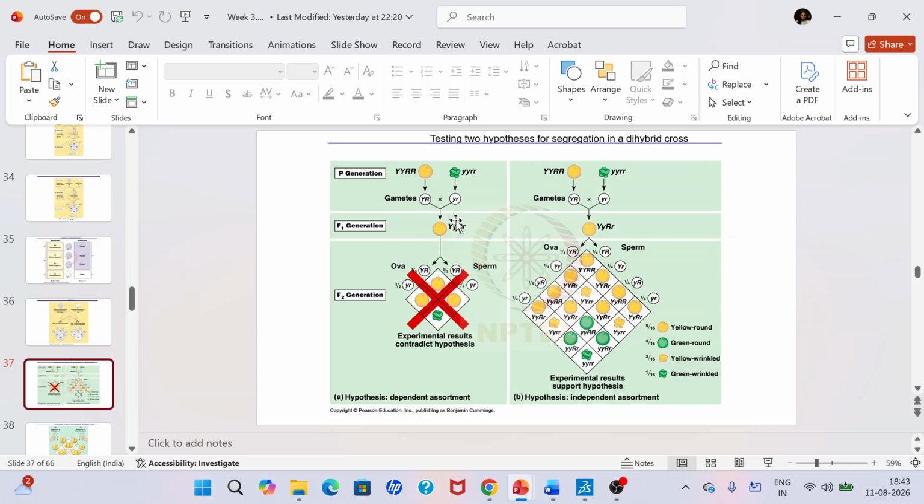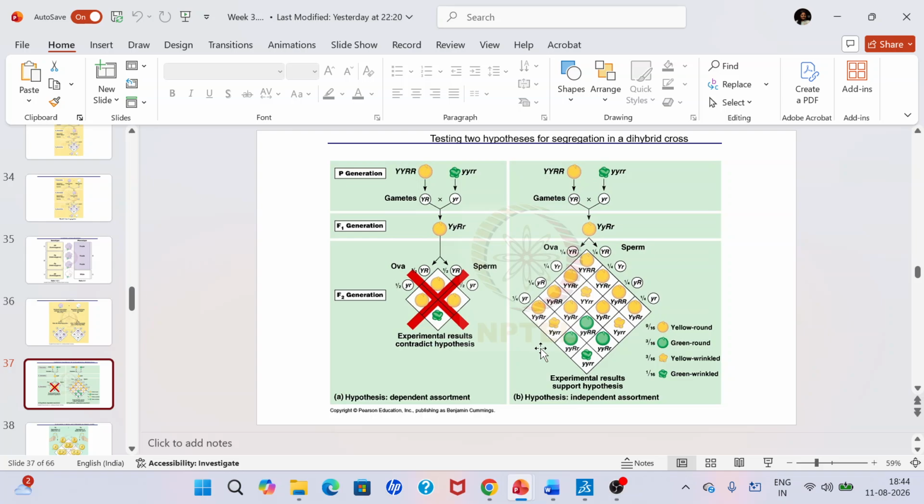And the F1 generation, because it was pure characters initially and then they were crossed, gave us a heterozygous situation. But yellow color is dominant over green color, so it gave us yellow color only. And round shape is dominant over wrinkled shape, so the shape of the F1 generation was round only. Then the F2 generation, when self crossed, the experiment results contradicted the hypothesis.